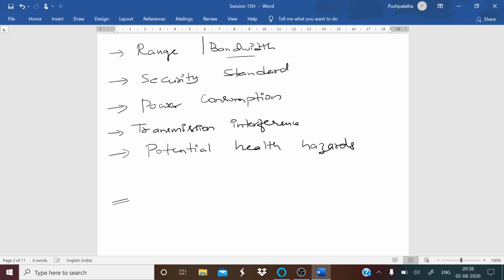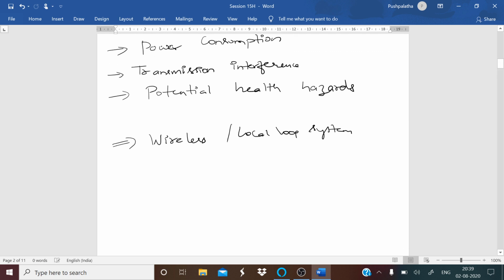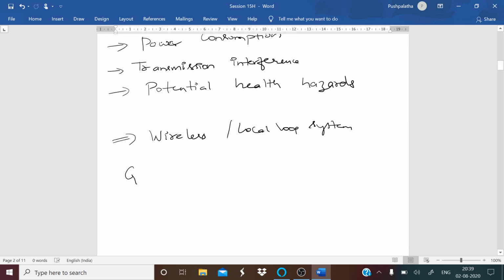Now let us go for the next term, that is your local loop system or wireless loop. On the other hand, wireless means it serves subscribers at homes or offices. Just go through this wireless or local loop system, the different types you have in this.